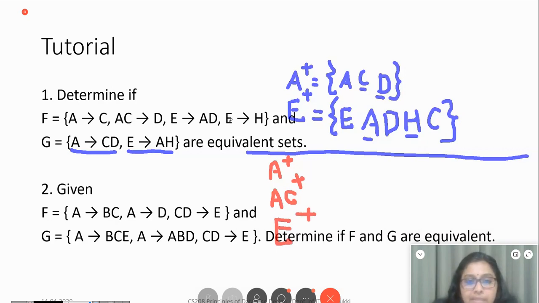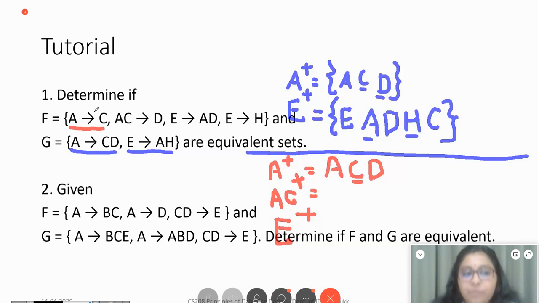Then that's it. The fourth FD is also E, so it's enough to find it once. Okay. So let's find A plus. A plus, A is a member. Okay. But remember, this time you have to find the attribute closure with respect to the FDs defined in the set G. Okay. So first I look at the rule A determines C. So A is a member. So A determines CD. Yeah, okay. A determines CD. So C and D are also members. That's it, isn't it? C and D are also members. And E determines AH. Okay, so A determines C is the rule. C is already a member, so this is covered. Okay.